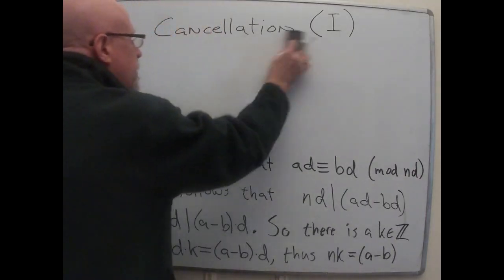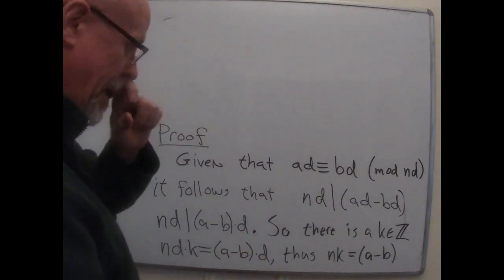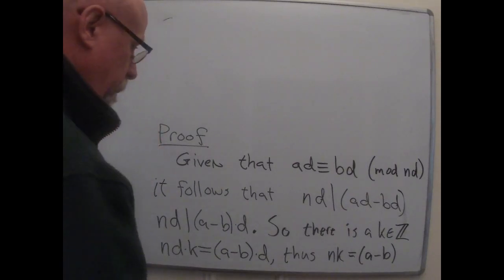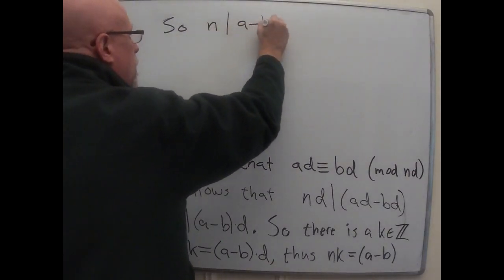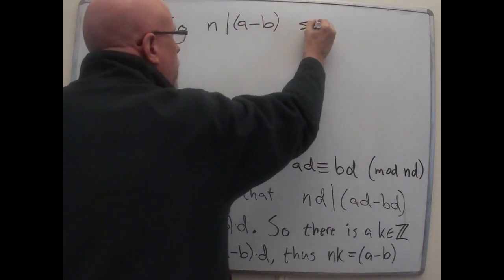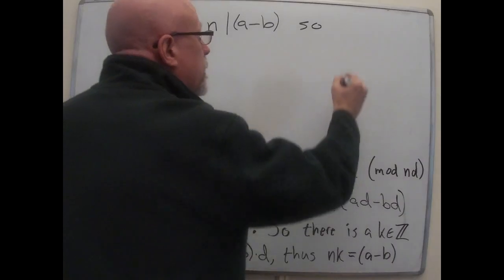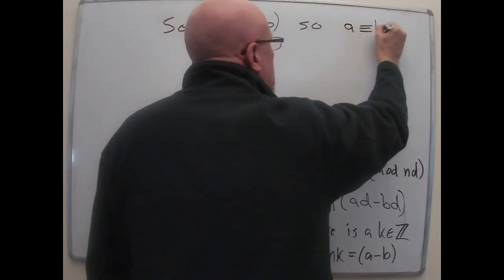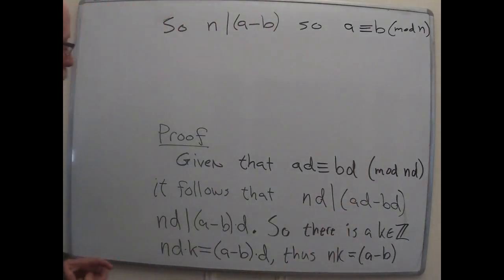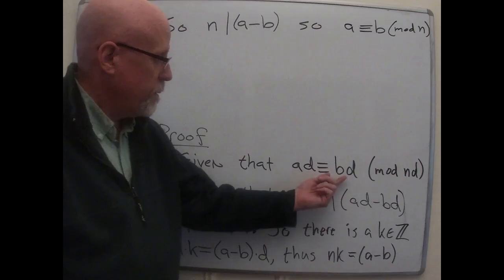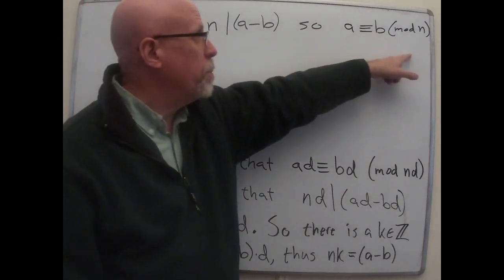But you know what that is? Yeah, that's the definition that n divides into a minus b. And that is how we know that a is congruent to b mod n. So you'll notice that I started with the version of this where there's a d in each part, and I ended with the one where the d's are missing.